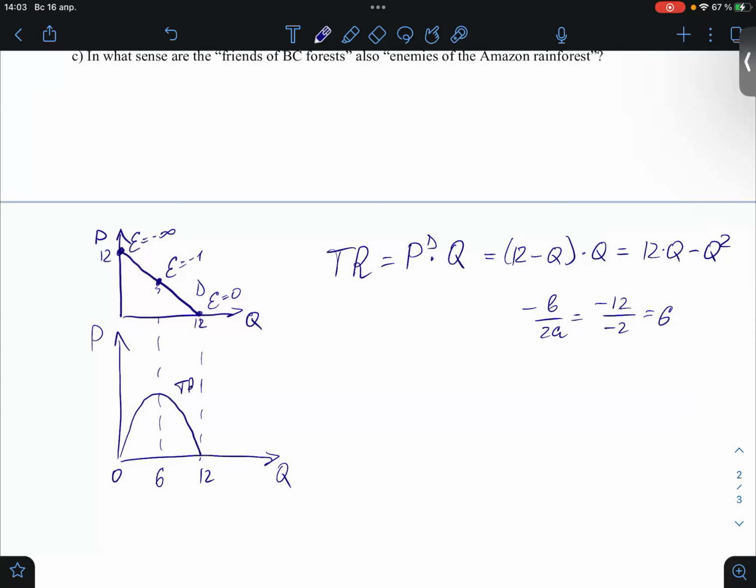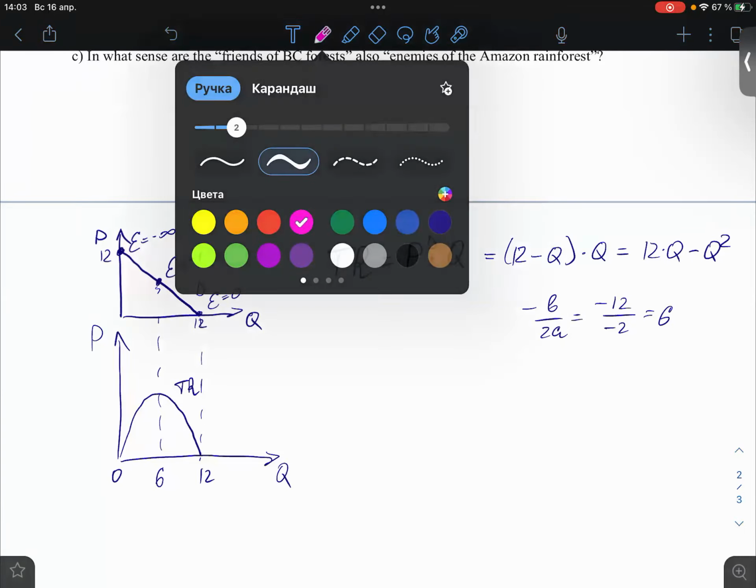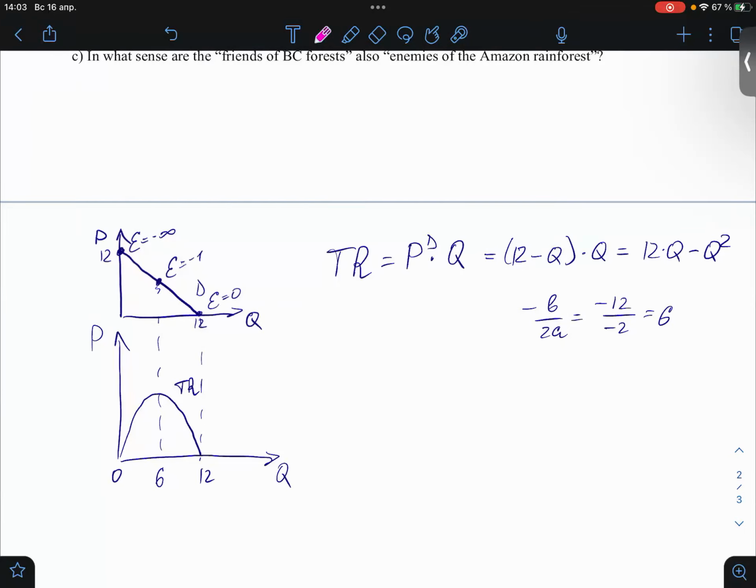Here, total revenue. So what we see, if we are on the elastic part of demand, the elastic part, with a strong reaction of consumers to the change in price, then to increase total revenue, what do we need to do? We need to reduce the price.